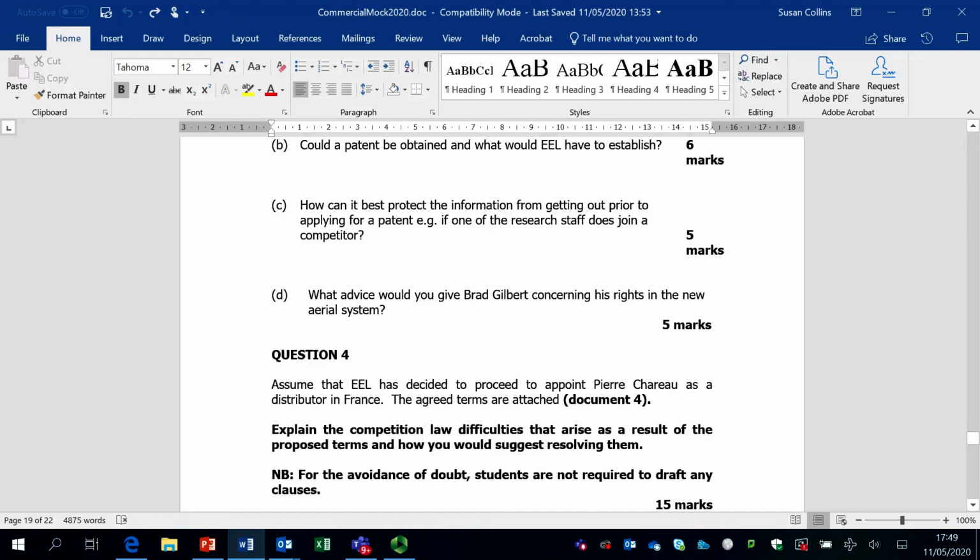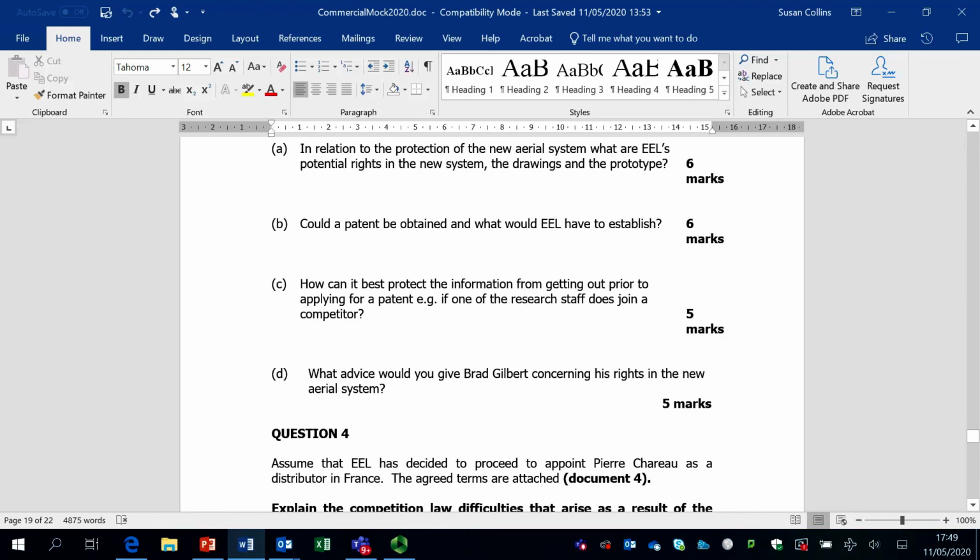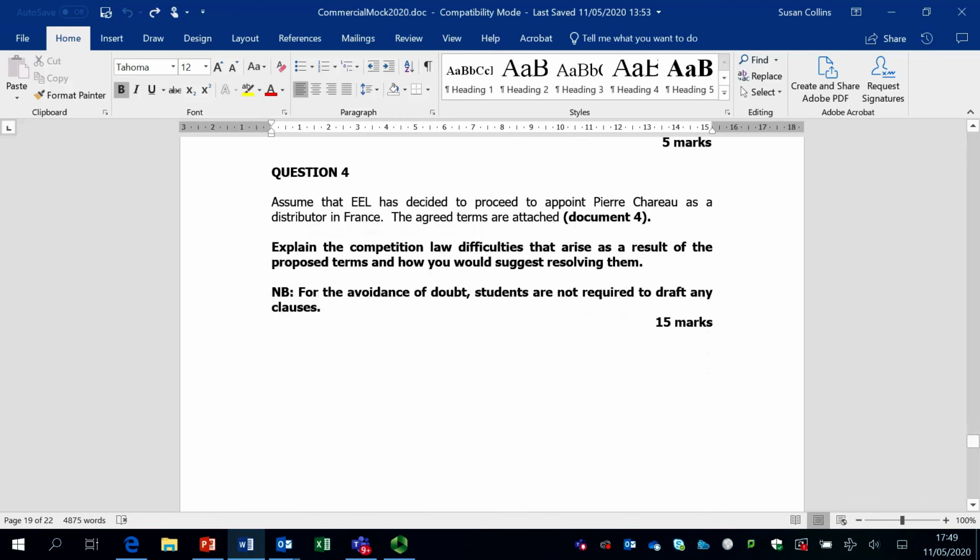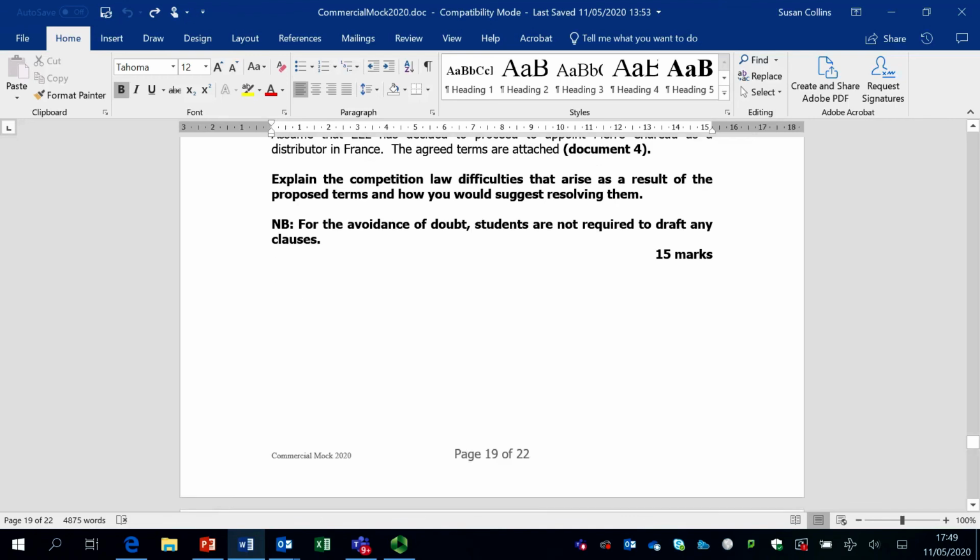Just to point out that in any of your electives, you could get a question around conduct. So question 4 then is the final big question. Assuming that they have decided to proceed to appoint Pierre as a distributor, and we've got the agreed terms, we've got to explain the competition difficulties and how you would suggest resolving them. And for the avoidance of doubt, you're not required to draft any clauses. To be fair, that would be true for any of the questions. This is not a drafting exam, so you're not going to be asked to draft clauses.